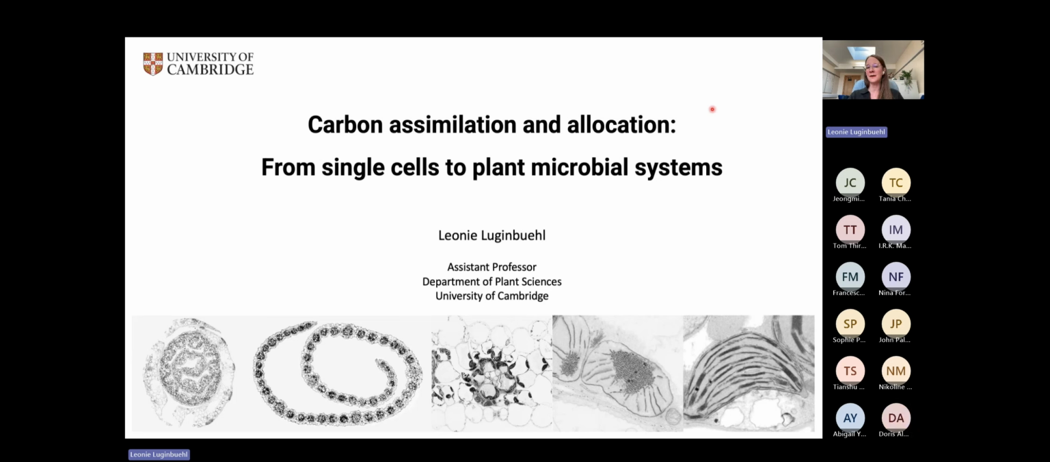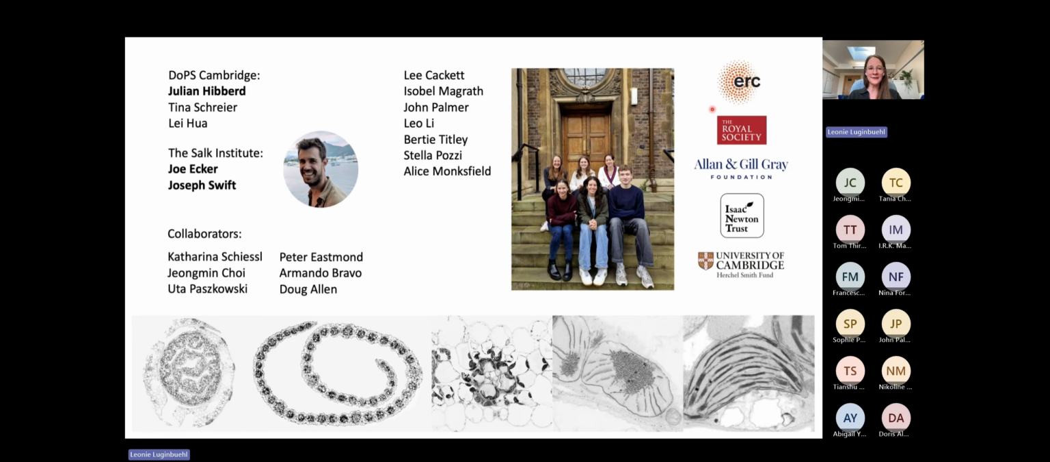And I will talk specifically about carbon assimilation and allocation at different scales, all the way from single cells to plant microbial systems. And so I will actually present in the first part of my talk some of the work that I did as a postdoc in Julian's lab. This was a collaboration with the Salk Institute in San Diego, in particular with Joseph Swift, who is a postdoc in Joe Ecker's lab. And in this project, we looked at carbon fixation, so the first step of the path of carbon in a plant in leaves.